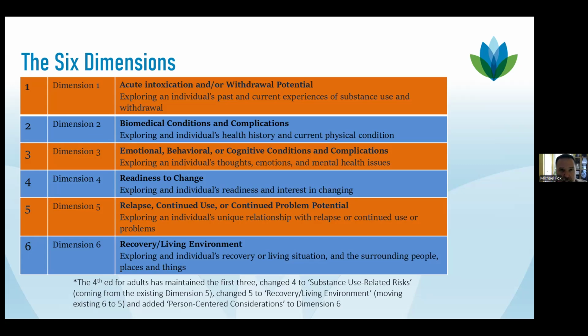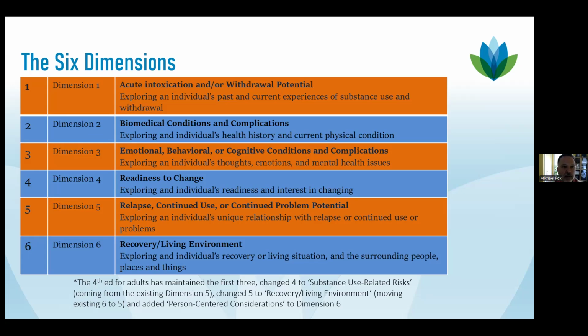And it's nice to have that done intentionally. They changed it in the 4th edition. If you're working with adolescents, you're still working out of the 3rd edition, so that would be where you would be capturing that. Dimension 5 asks us to look at relapse or continued use risk, or what are the continued problems that we can anticipate for this person. And then Dimension 6 looks at the recovery and supportive environment, which takes on a special level of importance when working with adolescents.